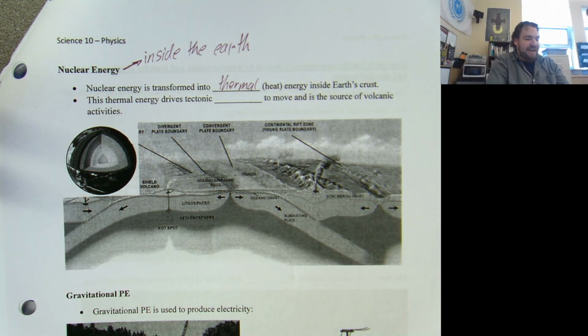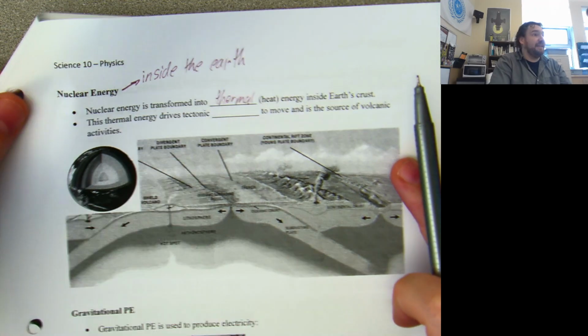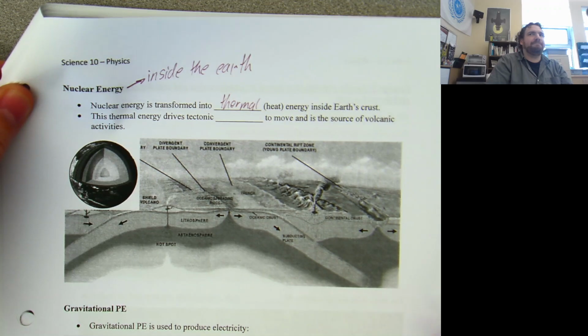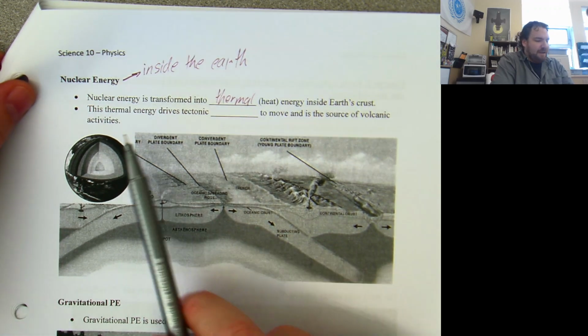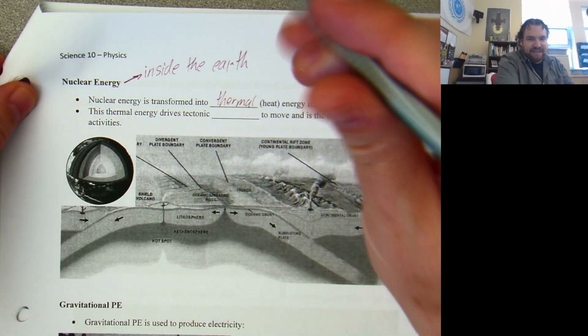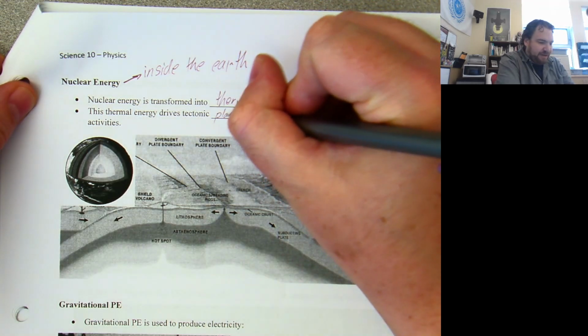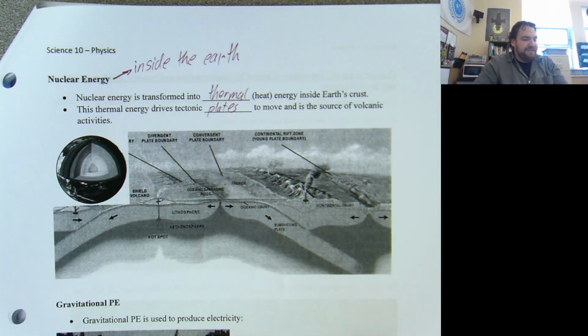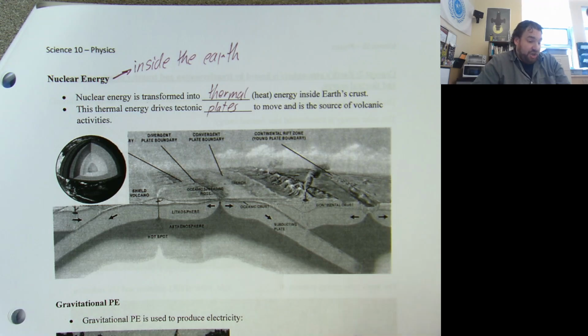It wasn't a gigantic lava eruption like you might expect or hope to see, but yeah, they were on Etna when it erupted last week or 2 weeks ago, something like that. This thermal activity drives tectonic plates to move, and is the source of not all, but a chunk of volcanic activity.